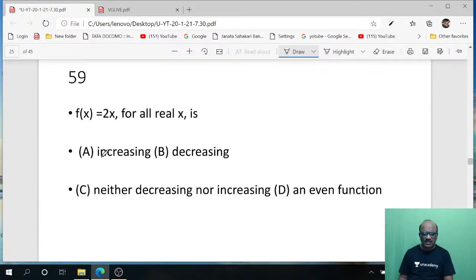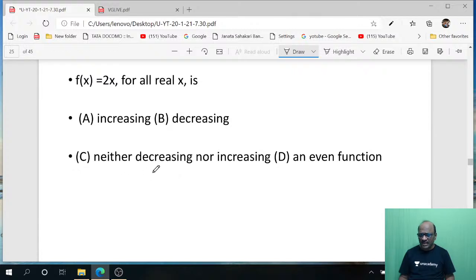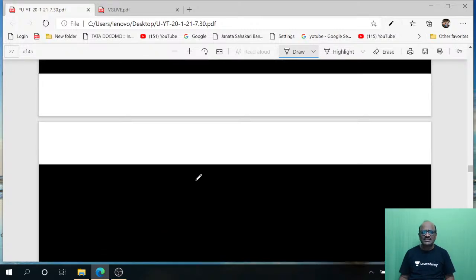See this here. f of x is equal to 2x for all real x is, what type of function is it? A is increasing, B is decreasing, C is neither decreasing nor increasing, and D is an even function. We'll find out the answer. See, this is the function. It's a very simple question. f of x is equal to 2x. The function will increase if x is positive and will decrease if x is negative, and hence option C is the correct one. That is, neither decreasing nor increasing.